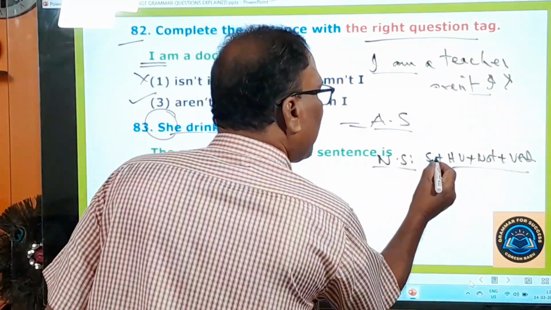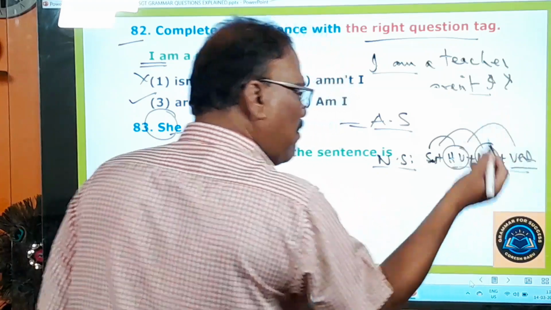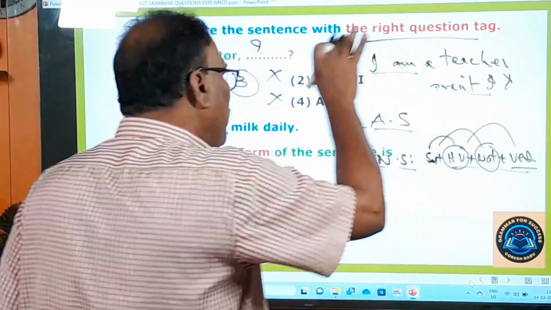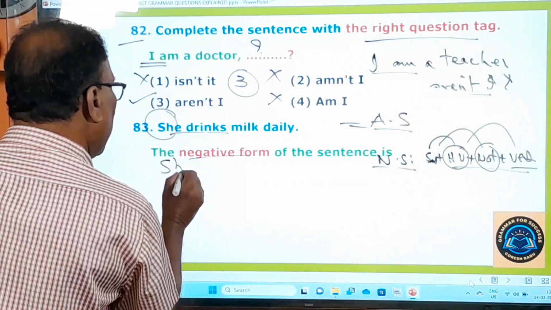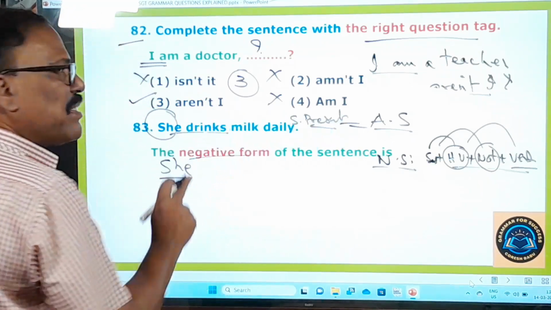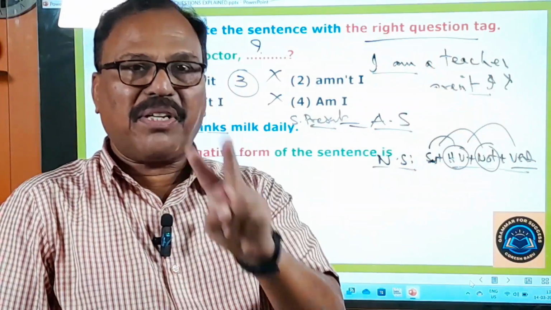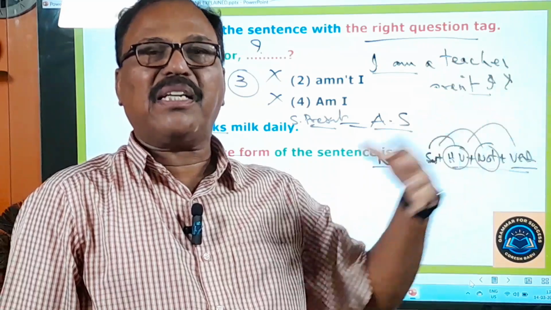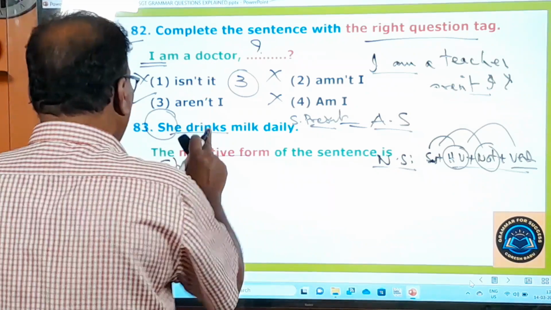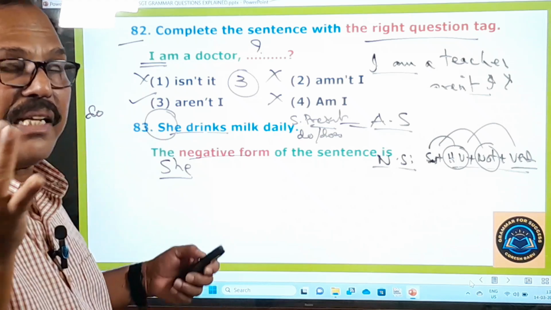The subject must be there, after that the helping verb, after that not, and after that the main verb. This is the formula. But here, let us see. She drinks milk daily. What is the tense of this sentence? Simple present. In the simple present, you don't find helping verbs. Of all the 12 subtenses, only in 2 subtenses we don't find helping verbs: simple present tense and simple past tense. So to change them into a negative statement, we must borrow do or does from outside as a helping verb.